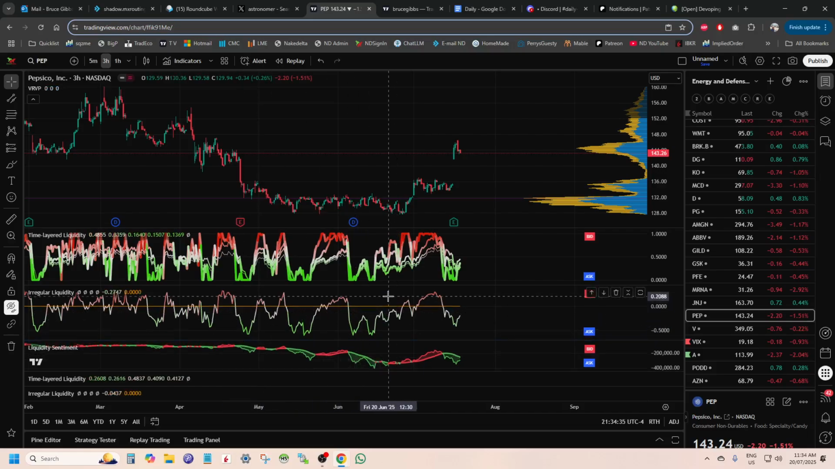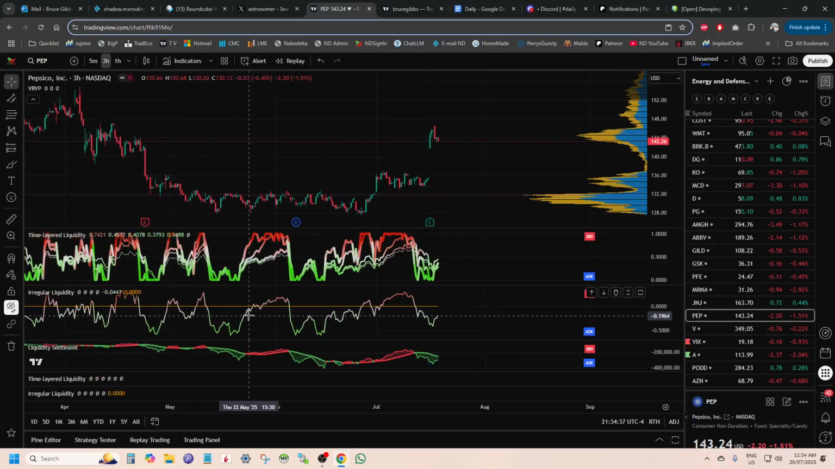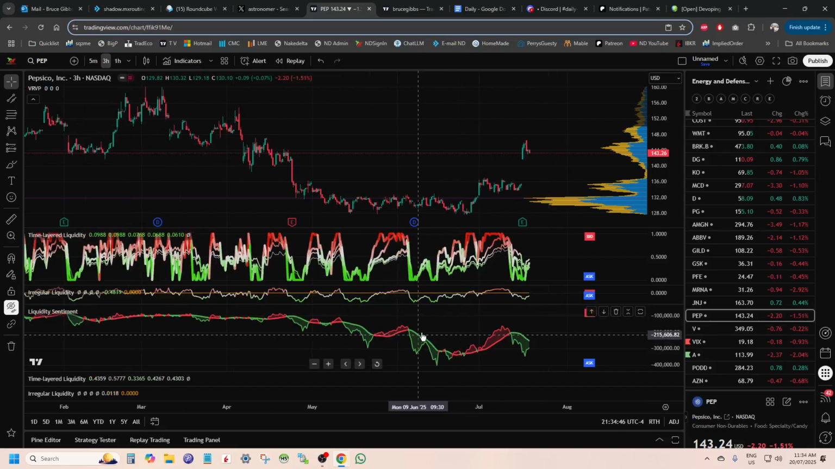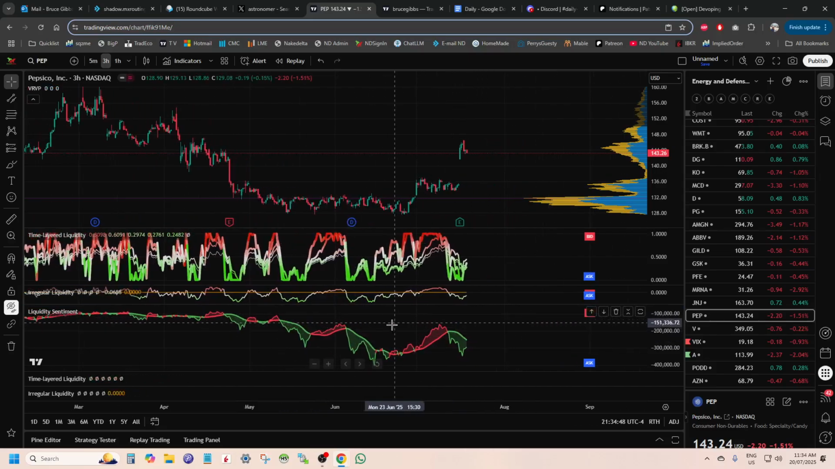The irregular liquidity, this middle one here, shows you the liquidity normalized over a 15-day period, just so you can see the different days of the week, and it just irons out the irregularities or the nuances of the different days of the week. And the last one, which shows you overall liquidity, shows you how tight something is compared to different periods.